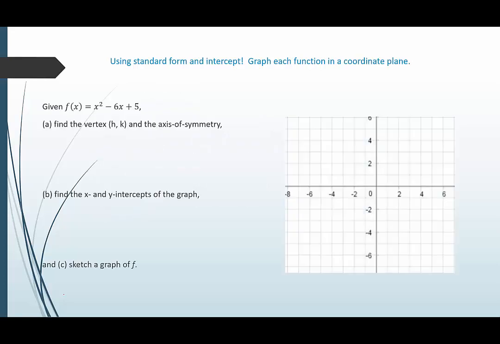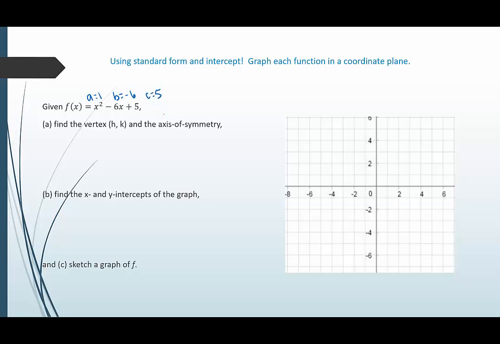Okay, so in our first example, we have this beautiful function, x squared minus 6x plus 5. The function's name is f. That's that italicized f in the beginning. We want to find the vertex, h, k, and the axis of symmetry. Okay, so remember, for the vertex, well, first let's label. We have a is 1, b is negative 6, and c is 5.